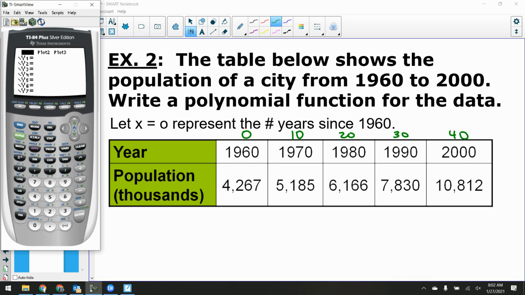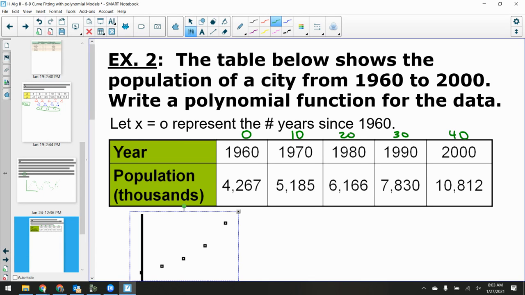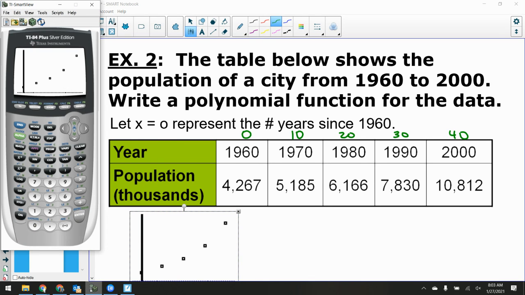All right, so we turned our plot on because we're looking at data. And now we're going to do zoom stat. Zoom 9 for me. That's going to put my window to look something like that. Now I have to figure out what type of regression is going to best fit my data. Maybe it's cubic, maybe it's quartic, maybe it's just quadratic. I don't know. It kind of looks almost like the bottom half of a quadratic.